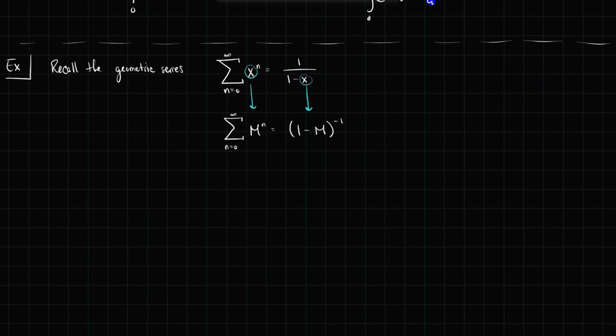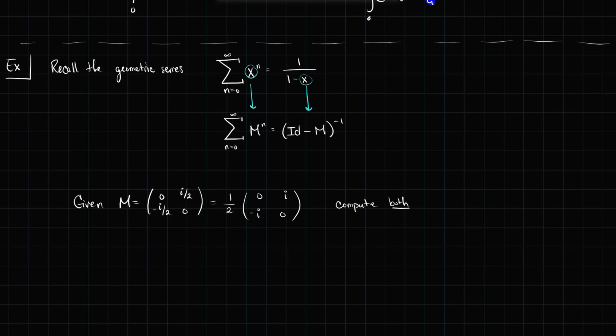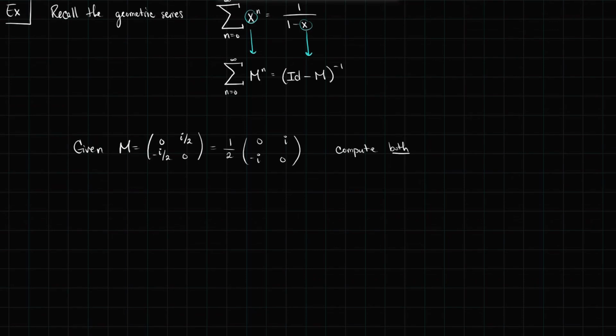And what is 1 in terms of a matrix? It shouldn't be the number 1. It should be the identity minus a matrix, inverse. So that's how we'll translate the right-hand side. So given a matrix M, 0, i over 2, negative i over 2, and 0, or I suppose I could factor out a 1/2 and write this as 0, i, negative i, 0. Let's start with that matrix. Let's compute both. We'll compute the identity minus M inverse.